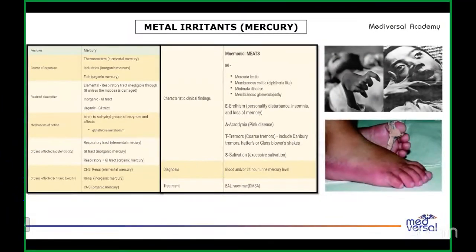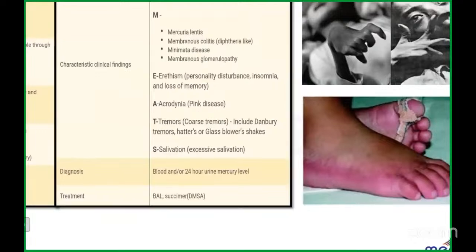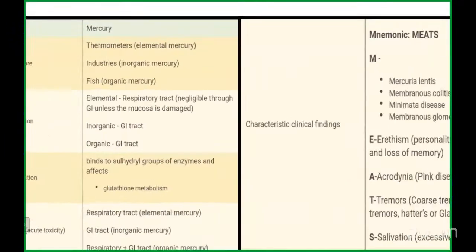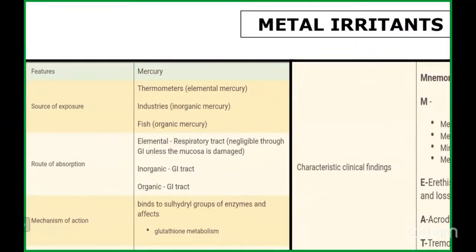So this is a classic image that you get, which is also what we call Minamata's disease. And this is pink foot disease, also called acrodynia. And I will show you exactly what happens in mercury poisoning. The source of exposure, mercury being an elemental form in the thermometers. It is often found in thermometer spillage, thermometer breakings, and the spillage of mercury occurs.